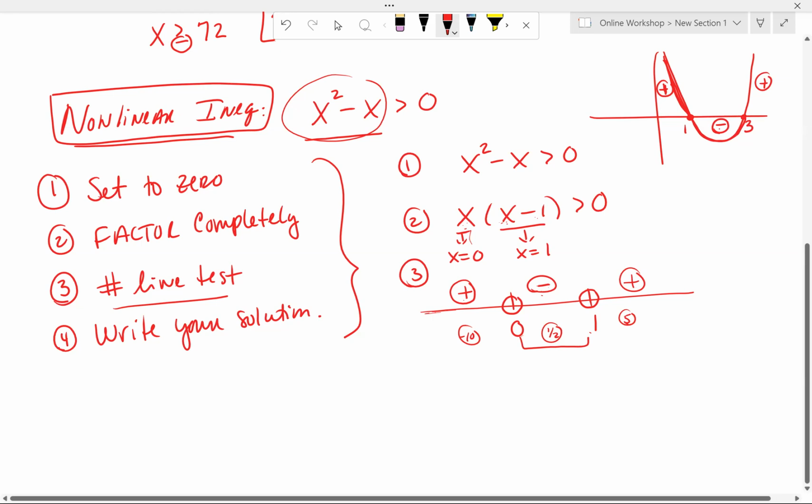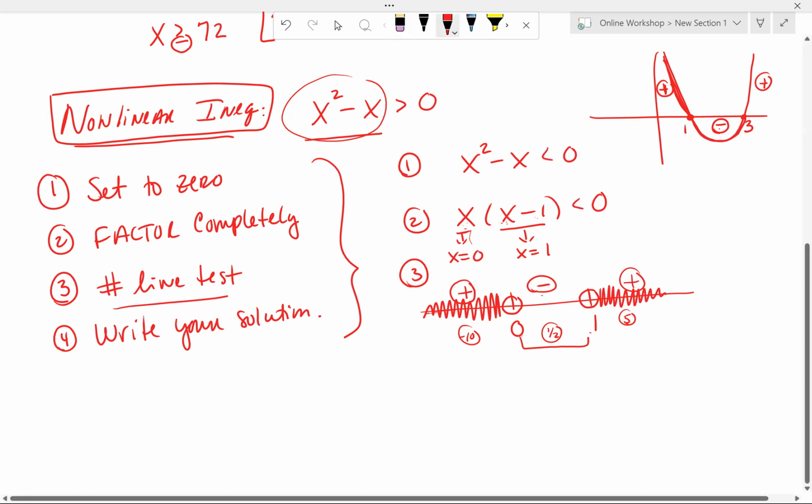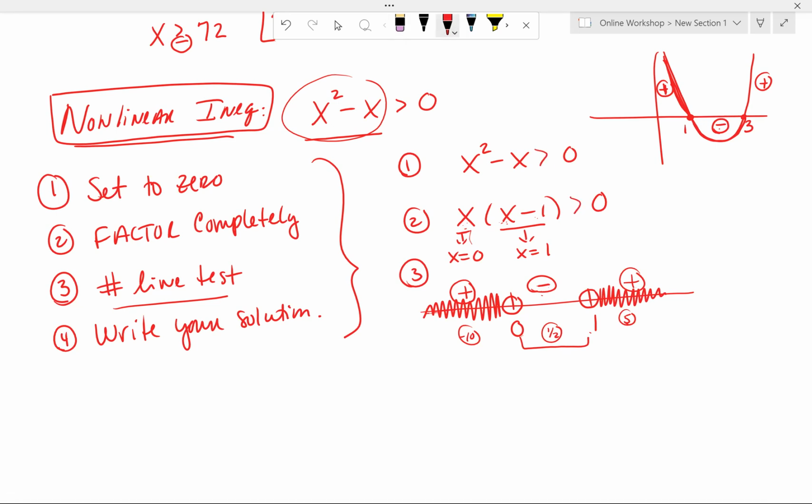So we want the x's, the values, that are greater than 0. So I will shade where the number line is positive, because positive is greater than 0. If this problem were less than 0, then I would shade where the number line is negative. So positive is greater than 0. You make one note, because some students mess that up, and negative is less than 0.